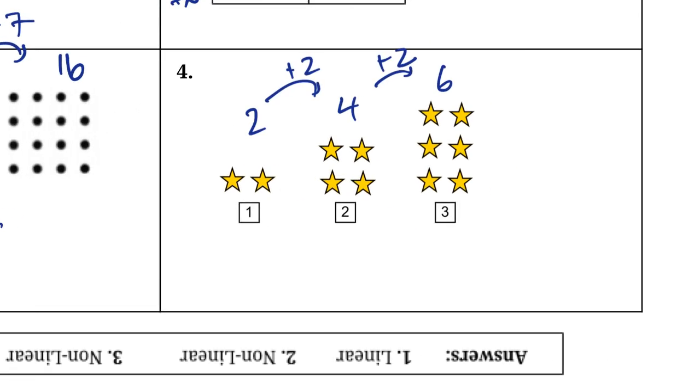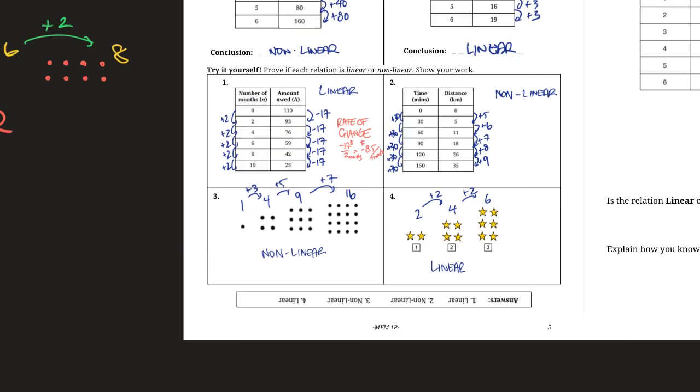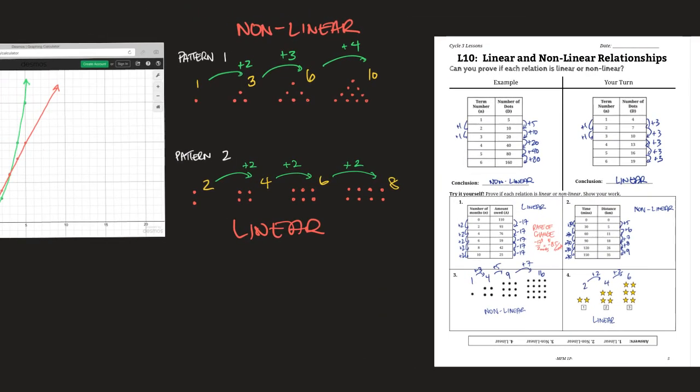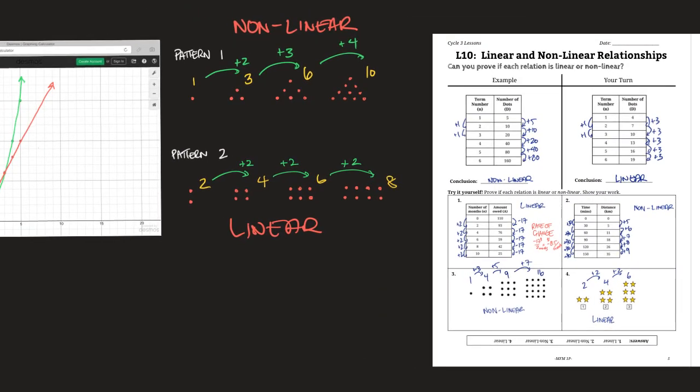And lastly, we have this pattern, 2, 4, 6. Obviously, this goes up by 2 each time, right? So if it goes up by 2 each time, we would say that it's linear. And in this case, the rate of change is just going to be 2 because it goes up by 2 for each term number increase. Okay? So that is the difference between linear and nonlinear relations. Okay? Try the rest of the problems in this handout.